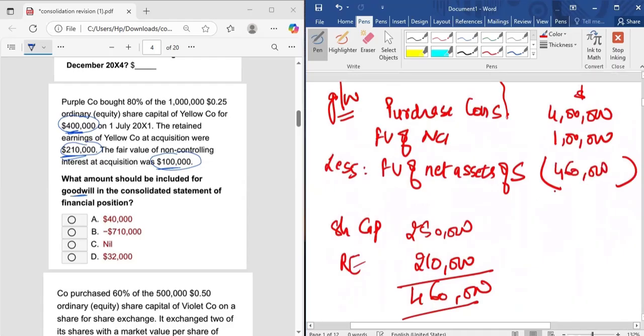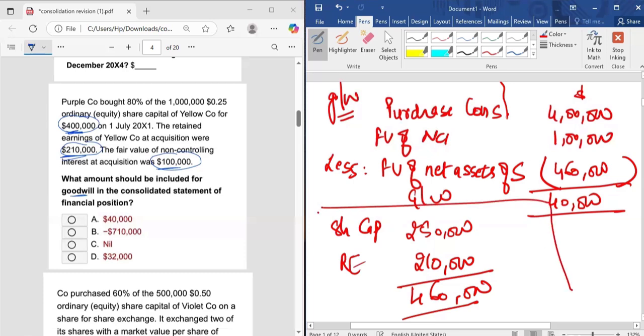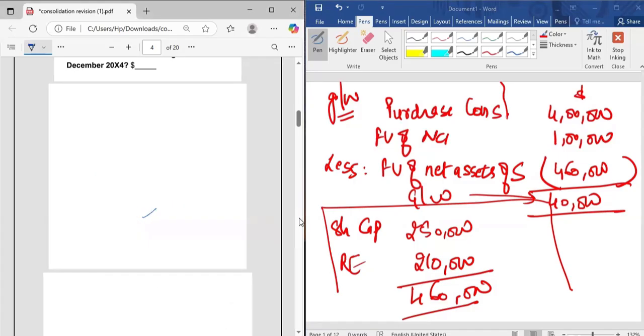Now calculate the final figure. 4 lakh plus 1 lakh is 5 lakhs. And when we'll subtract 4,60,000 from 5 lakhs, we'll get a figure of 40,000. So this is our goodwill. Okay, this is our goodwill. This was the working note of fair value of net assets, and this is our goodwill of 40,000. Here it is given 40,000, right?